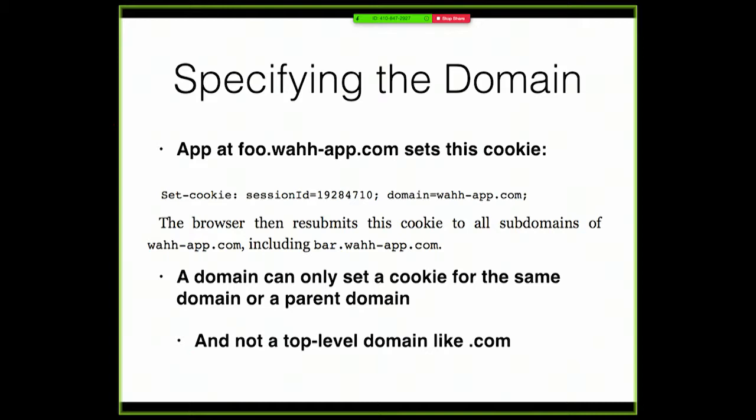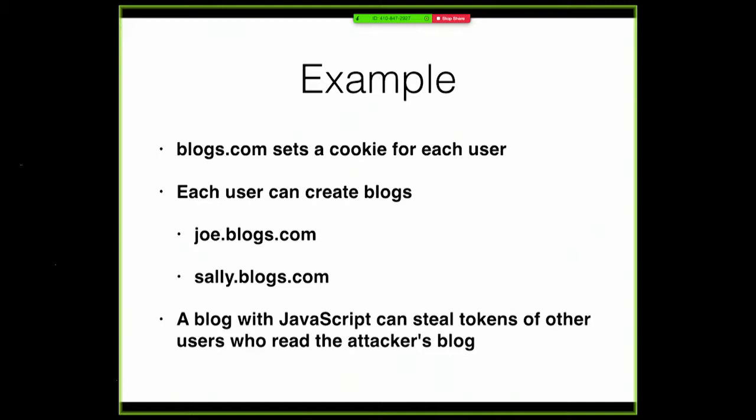So blogs.com might set a cookie for each user. Now, Joe and Sally are going to get that cookie. Everybody with a blog is going to get that cookie, so this is not good. I can steal tokens from other people who read the attacker's blog. Sally can steal Joe's token.